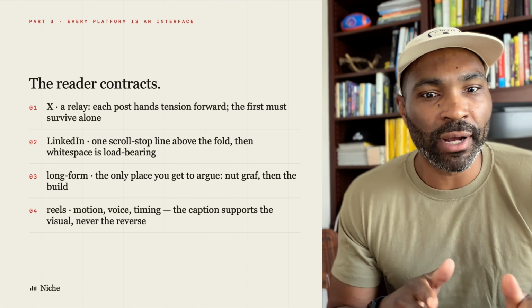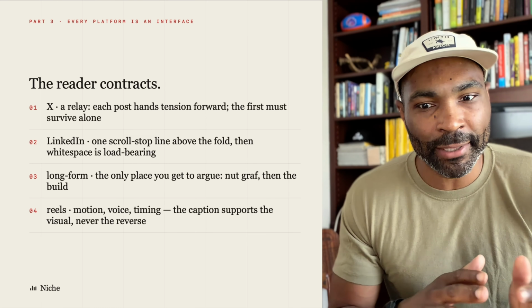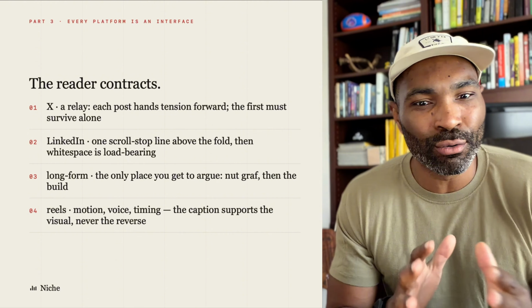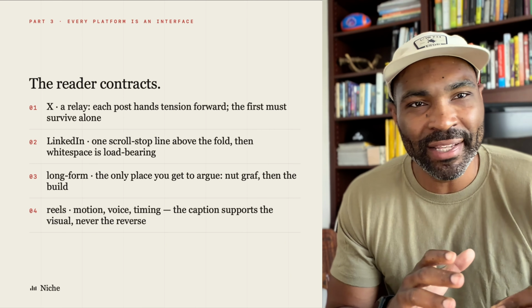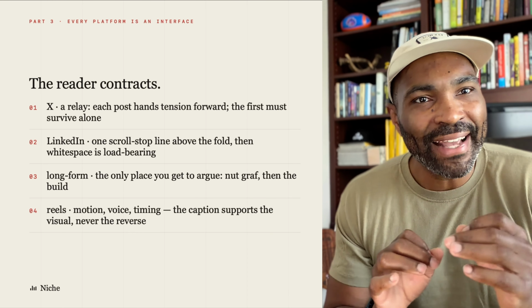So what are the targets, right? Every platform is an interface with its own schema. That's the way I like to think about it. And each one expects something a little bit different. Like X is more of a relay, short, pithy statements. Each tweet has to hand tension to the next one if you think about it from a thread perspective. And the first one's got to be good enough that it can stand on its own because people might not even make it to the second one, right? Usually the first one ends up getting screenshotted and shared.